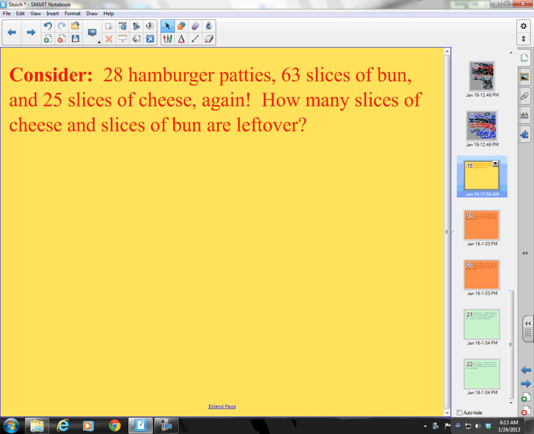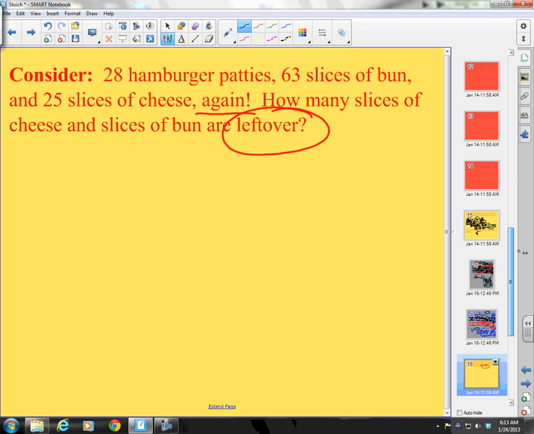Consider we have 28 hamburger patties, 63 slices of bun, and 25 slices of cheese. Again, so how many slices of cheese and slices of bun are left over? Okay. Well, we kind of started this problem before, right? Let's go back up here.